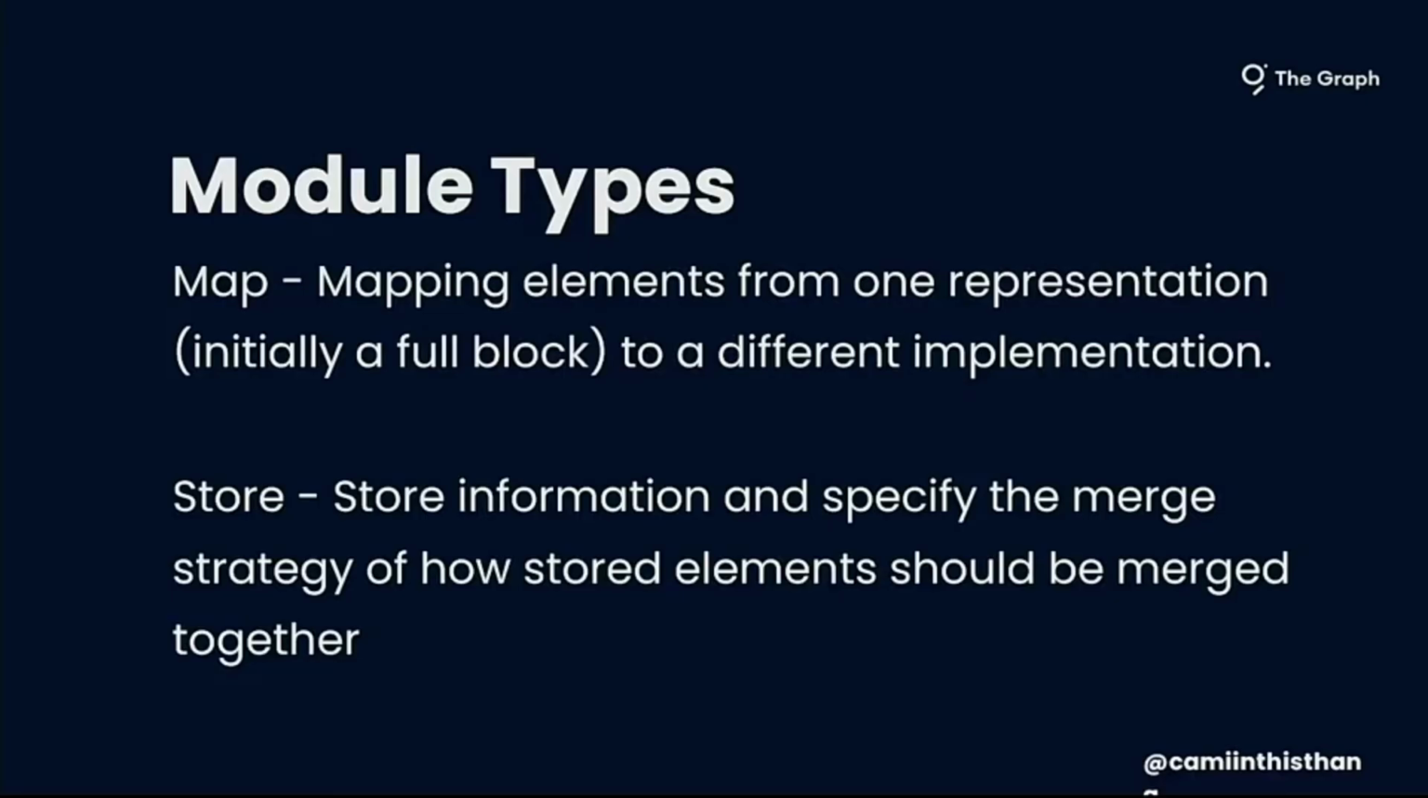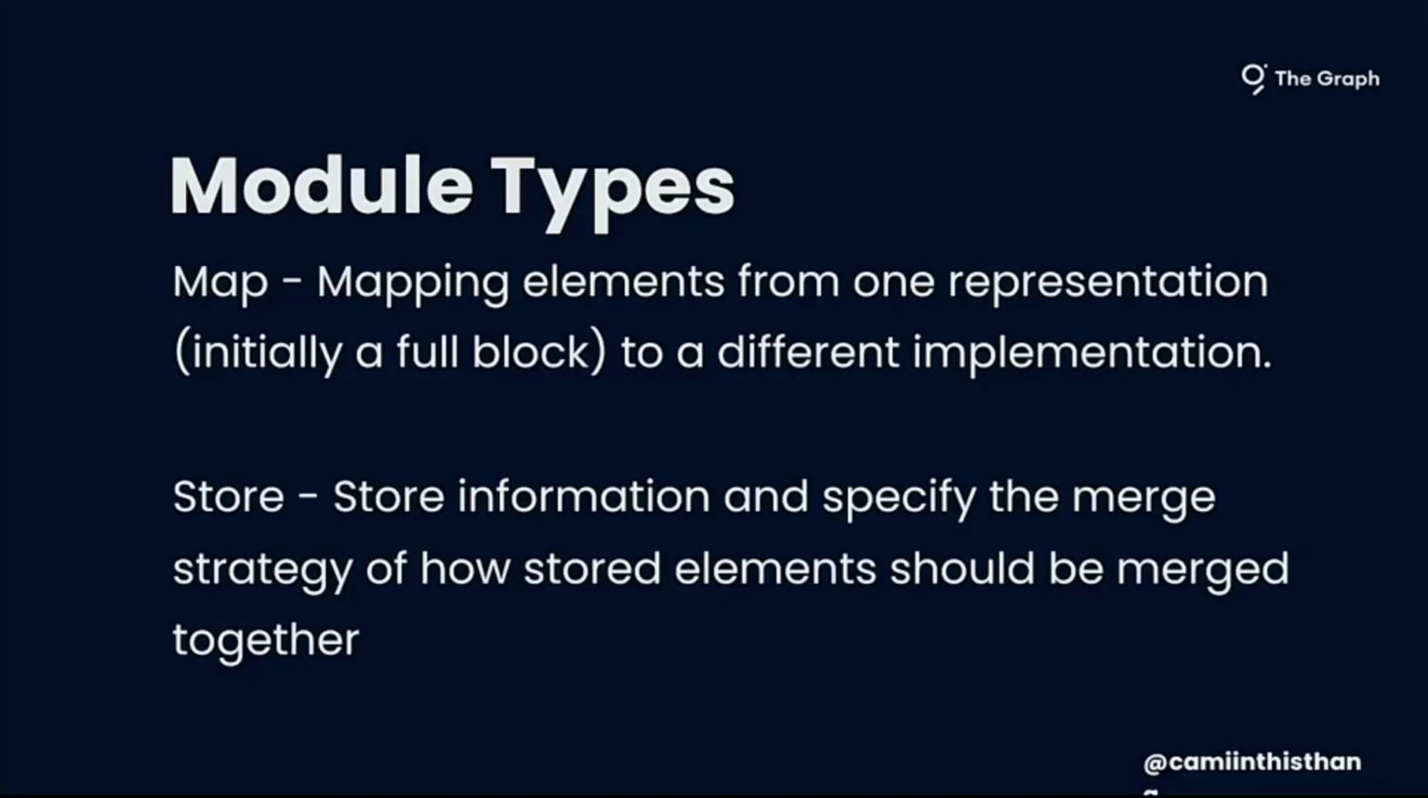And then there's two module types. And these modules, like we said, are composable, and you can play with them like Legos to do the things that you want. So the first type is a map. It maps elements from one representation, initially a block. You get the entire block, which we'll talk about in a second, to a different implementation. And then the second type is a store. It stores information and specifies the merge strategy for how stored elements should be merged together.